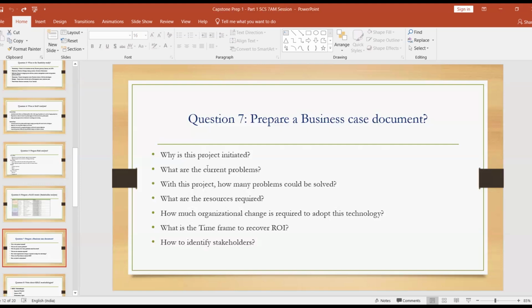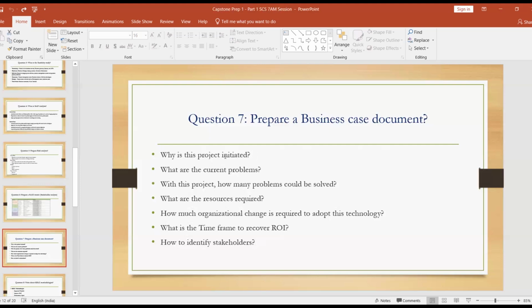Why this project is being initiated would be spoken about in the business case document, and what are the current problems we are facing, and with this project how many problems could be solved, and what resources are required, and how much organizational change is required to adapt to this technology, and what is the time frame to recover the return on investment, and how to identify the stakeholders, as we discussed initially, we have to mention here. Under this business case document, these questions would be reflected, so you have to answer them in a few lines so that everything is covered.